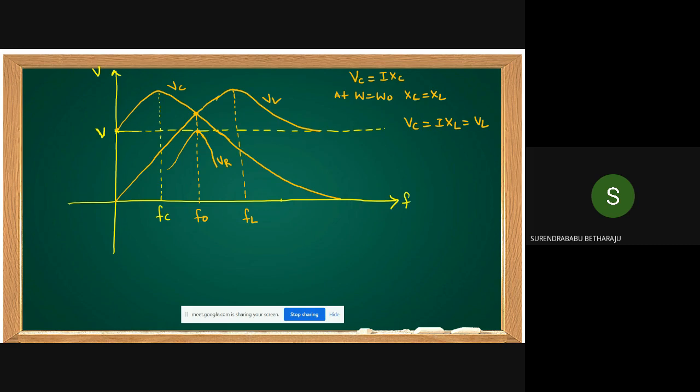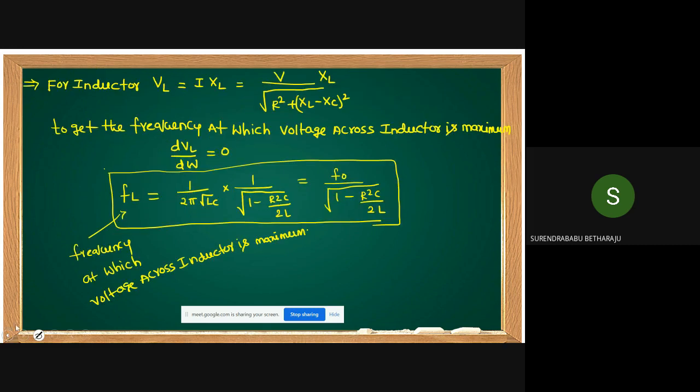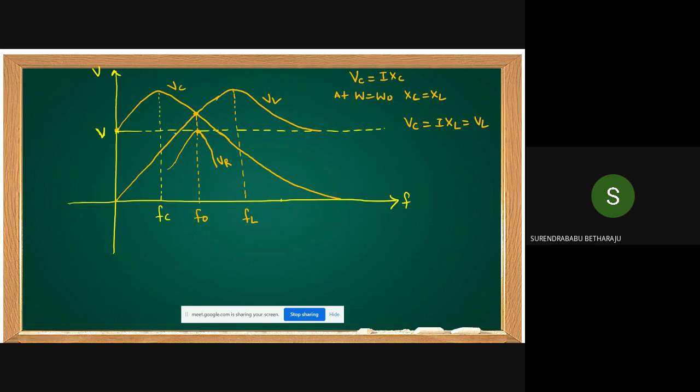Sir, how am I getting this curve, sir? Just take this one. Take the voltage across the inductor. Substitute the frequency changes here, then we can get this curve. And this is voltage across the inductor. Substitute different values of frequency, then we can get this curve.